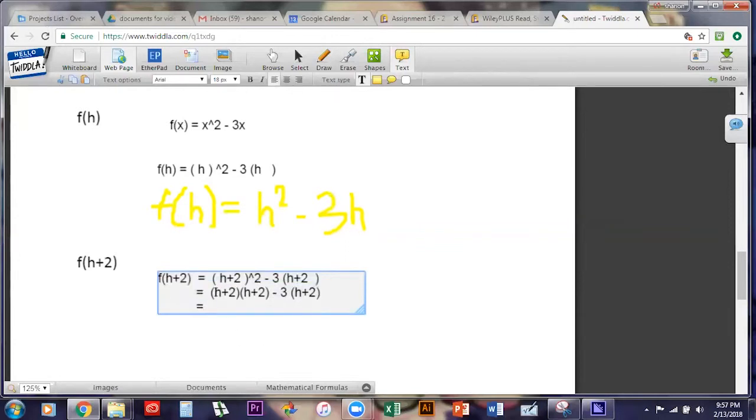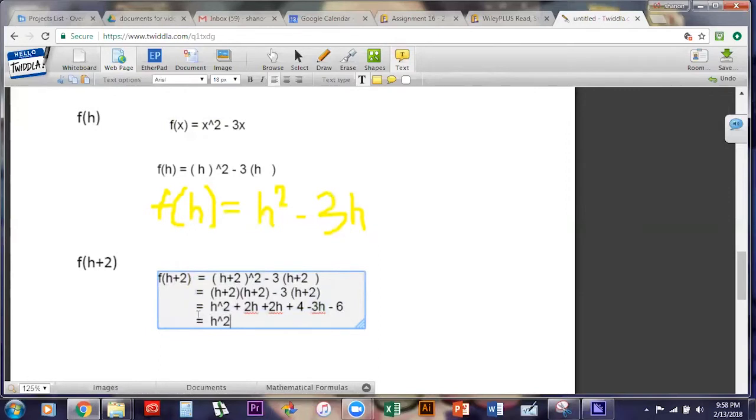Which means I have to distribute the h across the h and the 2, giving me h squared plus 2h, and I have to distribute the 2 across the h and the 2, giving me 2h plus 4. Over here I have to distribute the negative 3 across the h and the 2, giving me negative 3h minus 6. I'm going to clean up a little.